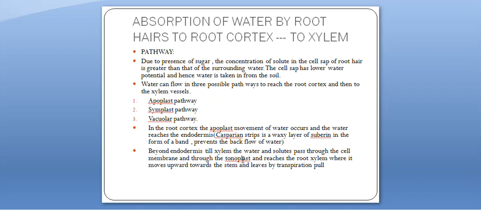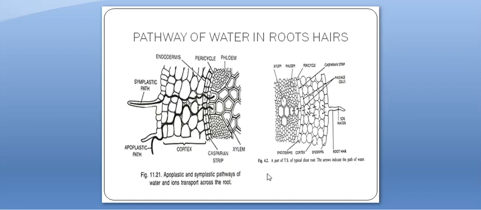Beyond the endodermis till the xylem, the water and the solute pass through the cell membrane and through the tonoplast and reach the root xylem, where it moves upwards towards the stem and the leaves by transpiration pull. Now this is the pathway diagram. You can see here the Casparian strips which prevent the backflow of water. This is the symplastic pathway, the apoplastic pathway, the cortical cells, the endodermis, and the cells surrounding the vascular bundles, called the pericycle, the xylem and the phloem, where the water enters from the root hairs into the xylem vessels.